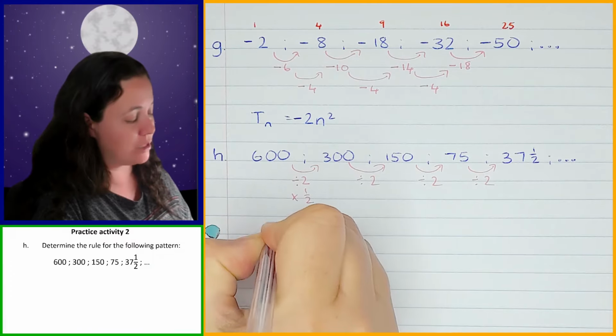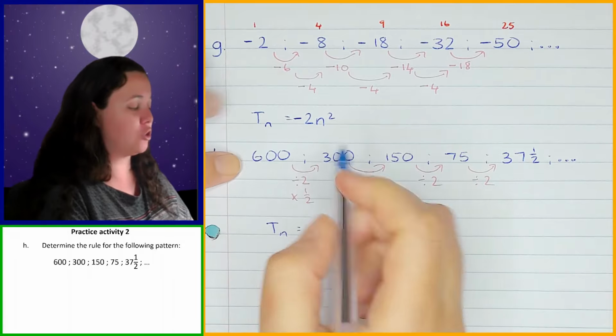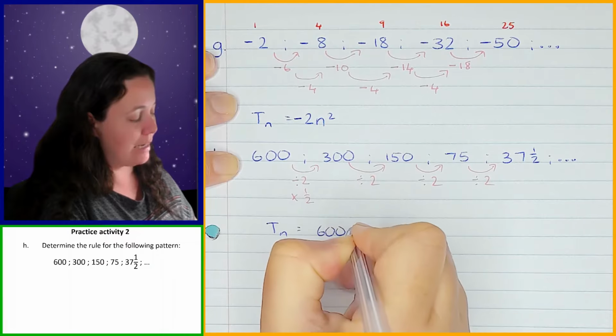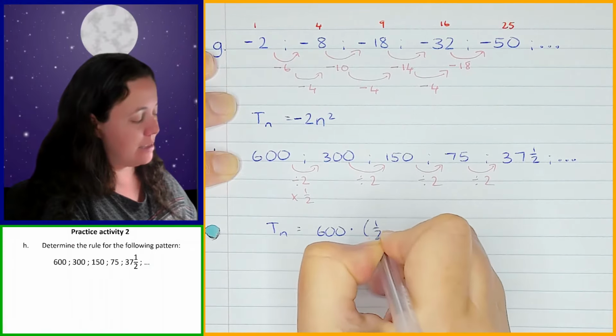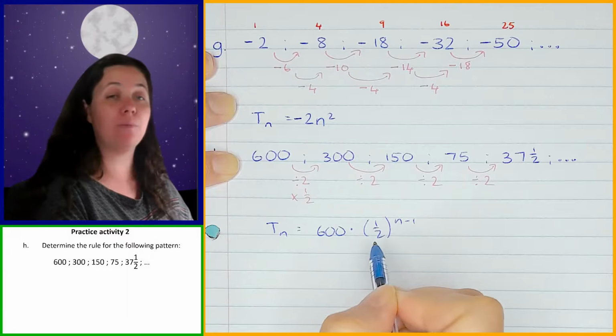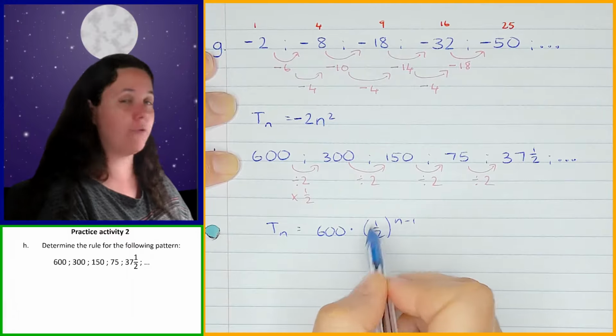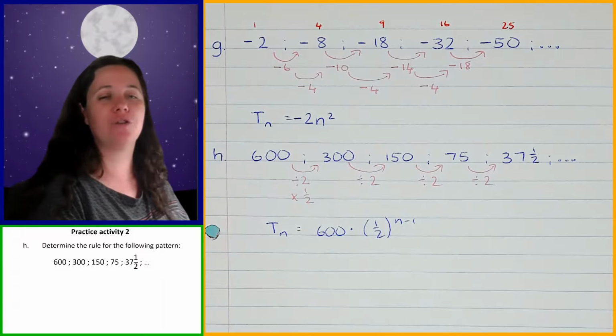So my rule is going to be Tn equals, and then I take my first term, which is 600, and I multiply that by a half to the power of n minus 1. And we need to remember to put that half in brackets so that the whole of the fraction is being raised to the power of n minus 1. Okay, so that you should have got for question H.